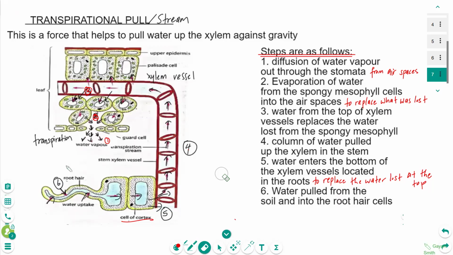When we say evaporate, it means that it's converted from liquid to vapor. How does it replace what was lost? Because remember I was saying that the water molecules are joined together, like a stream. So when some of them are leaving, it automatically pulls on other molecules which are beside it.